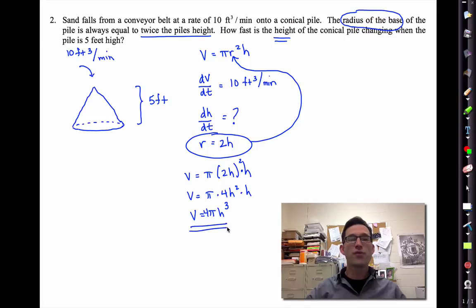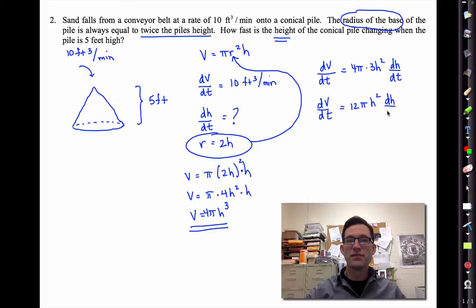So the great thing about this formula now is it's kind of like exercise number 1. The volume of our conical pile now only depends on one variable, and that's the height of the pile, no longer the radius. This is great because now I can go way up here and immediately take the derivative and find dV/dt equals 4 pi times 3h squared times dh/dt. Just very simple. Maybe do a little bit of cleanup work here. dV/dt equals 12 pi h squared times dh/dt.